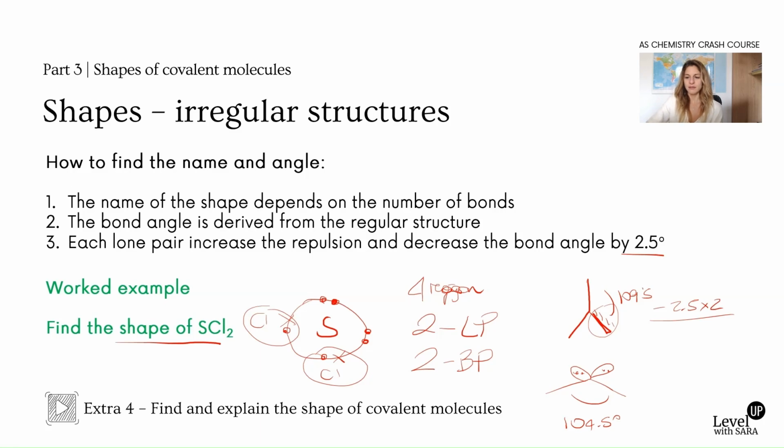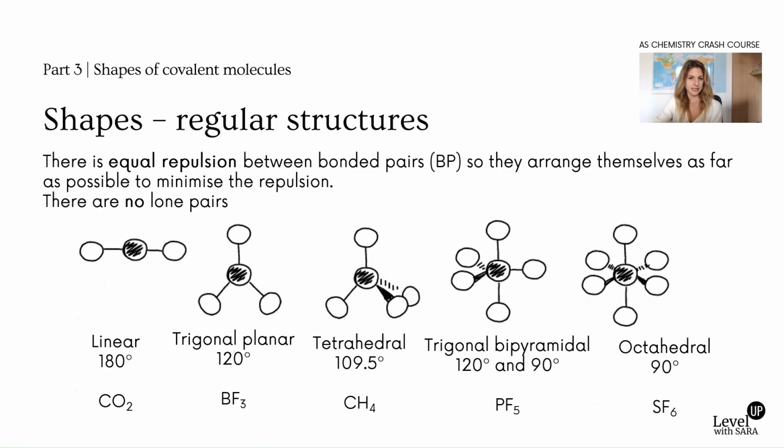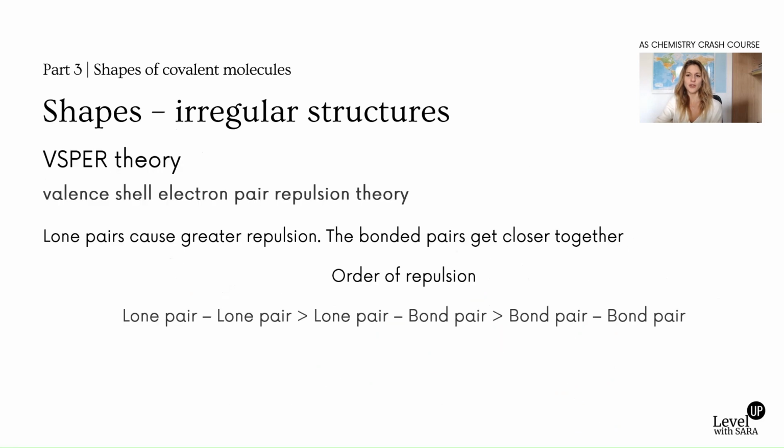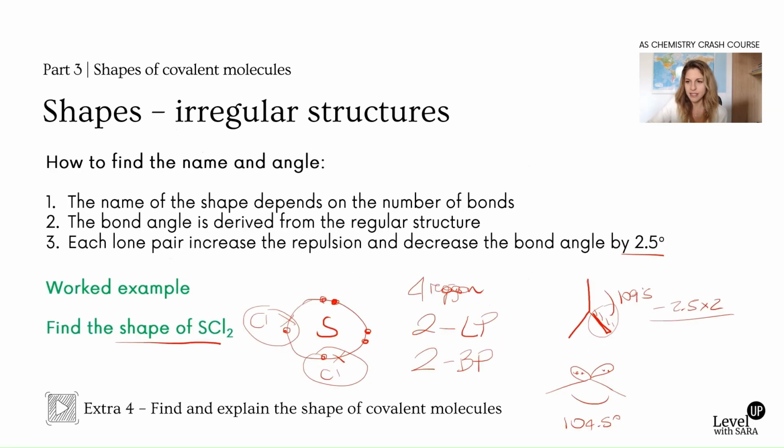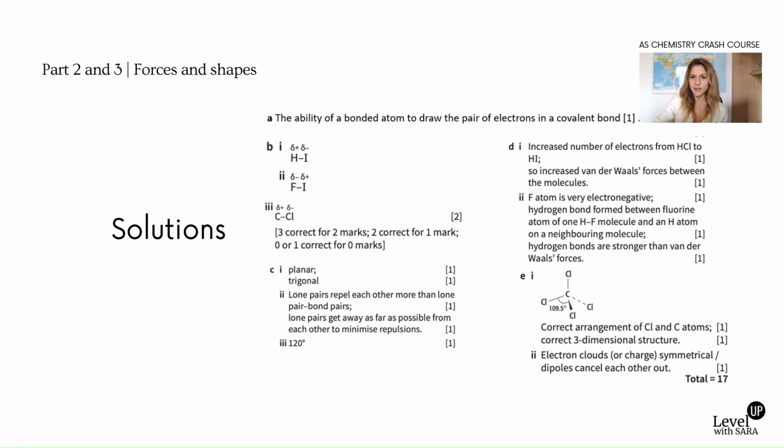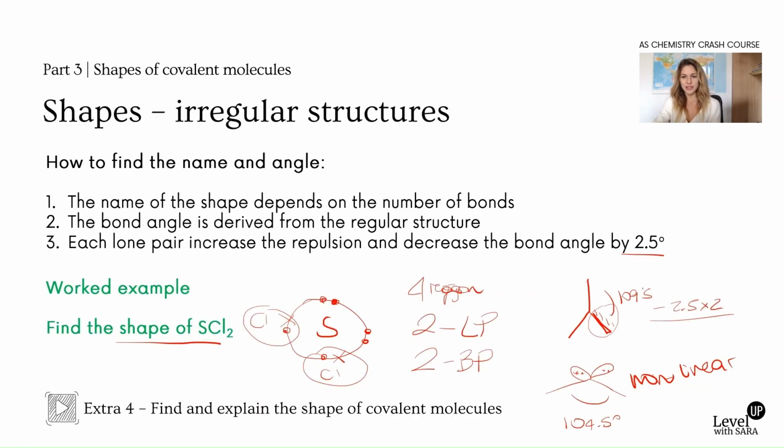In terms of name, 2 bonds. Remember, the name derives from the number of bonds. That's linear, but of course it's non-linear because it's distorted. So it will be non-linear. Try to apply these 3 steps on how to find the name and the angle to more complex examples. You have a series of practice questions with solutions for you to try, to bring all of these topics together. Otherwise, go to the extra video to get more practice of these shapes of covalent molecules.